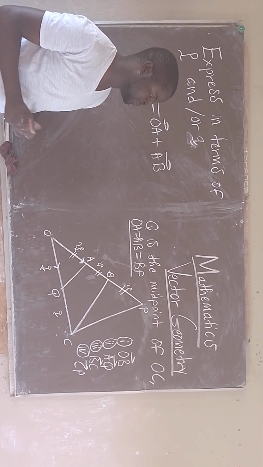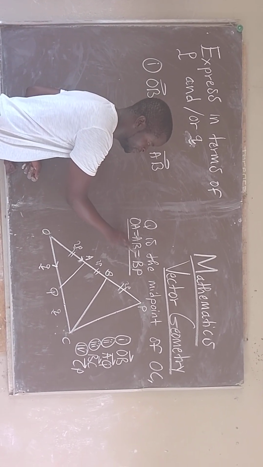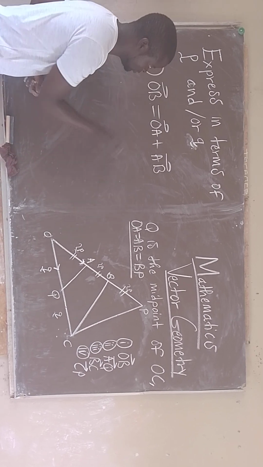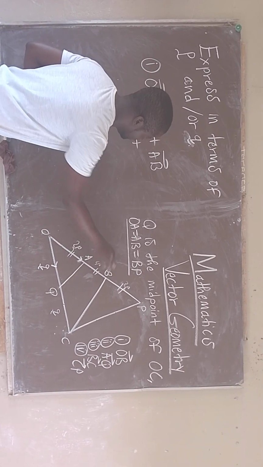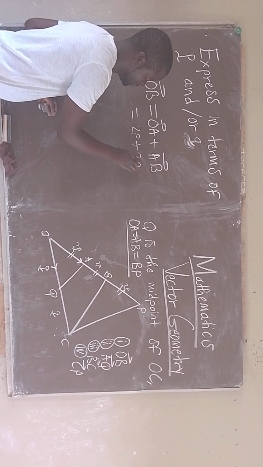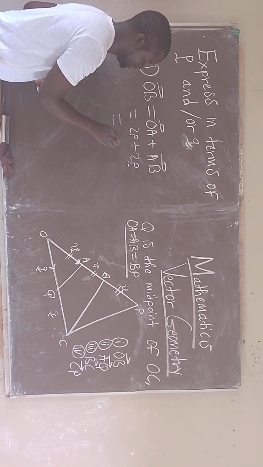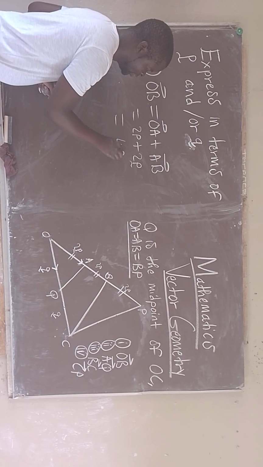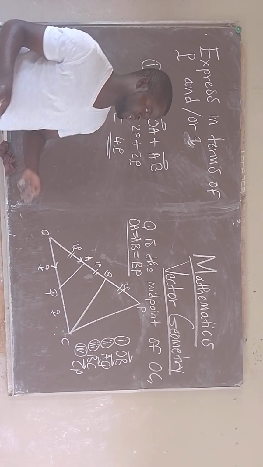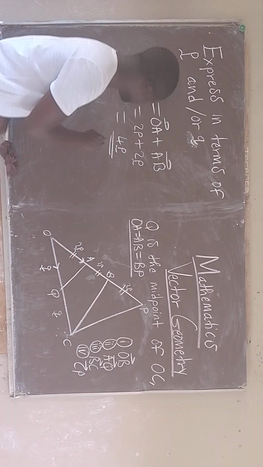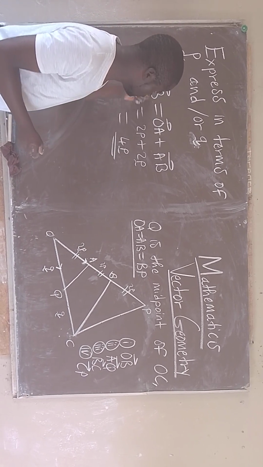When we create this particular route, because we are given the statement that OA is equal to AB and AB is equal to BP, where there is OA, I'm going to pick vector 2P, plus where there is AB, I'm going to pick vector 2P. So I'll add this to be 2P plus 2P, which will be vector 4P. So this is the expression of vector OB, which is 4P.